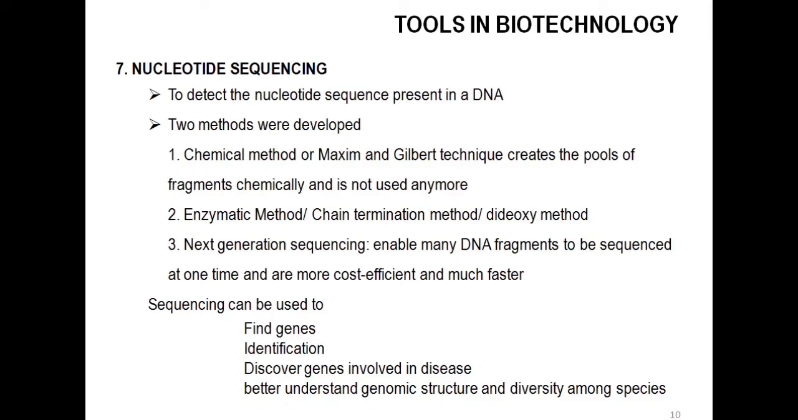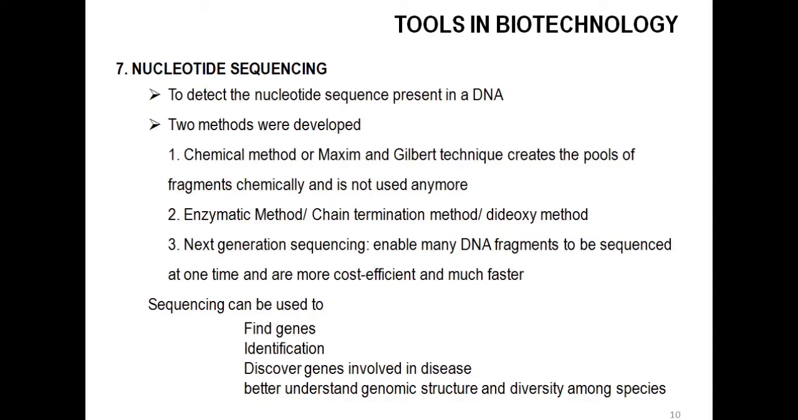In the first generation, there are two methods: the chemical, or Maxam-Gilbert method, in which we use a chemical degradation method, and the second one, the enzymatic method or chain termination method or dideoxy method. And after the first generation, there is the next generation sequencing, which enables many DNA fragments to be sequenced at one time, and it is more cost efficient and much faster.